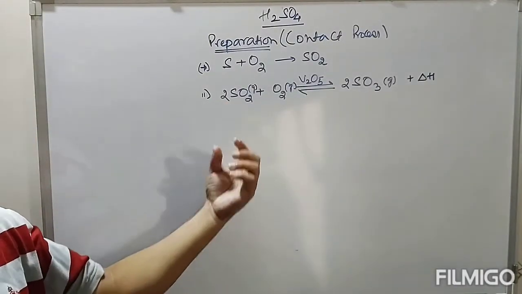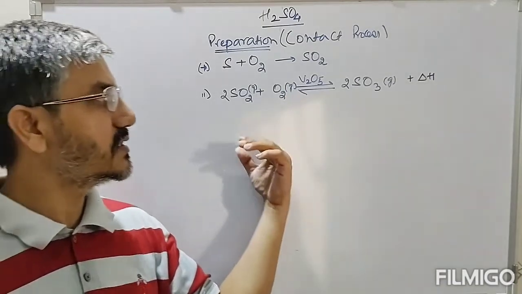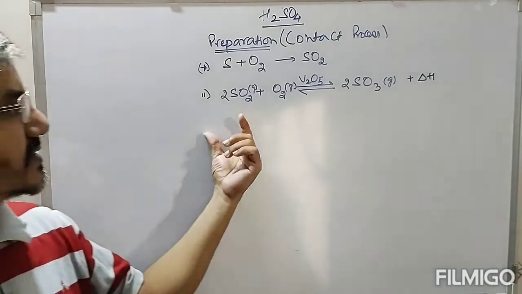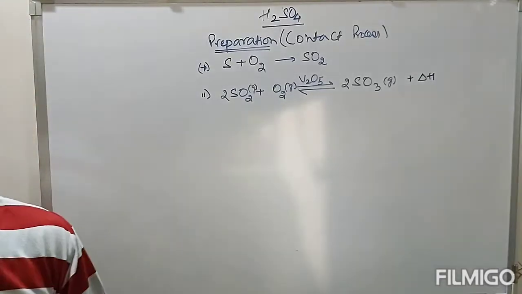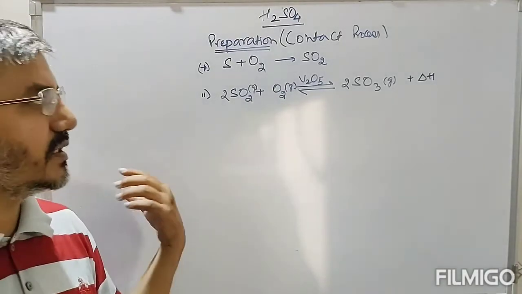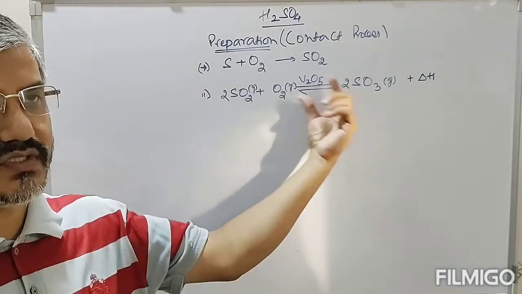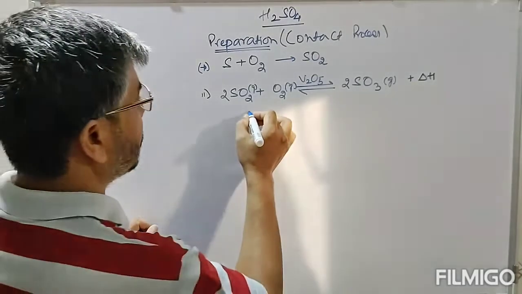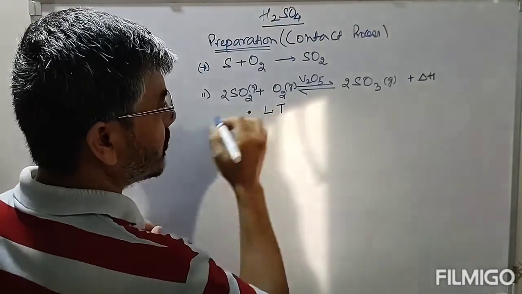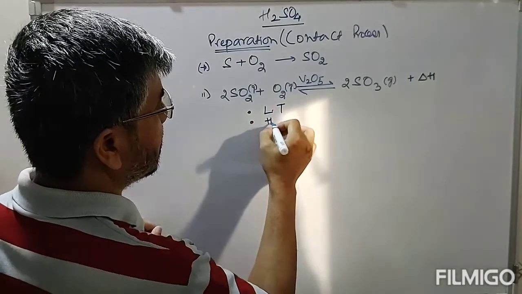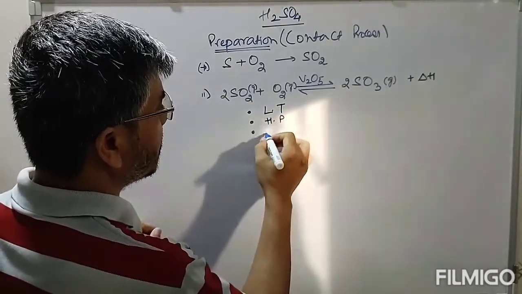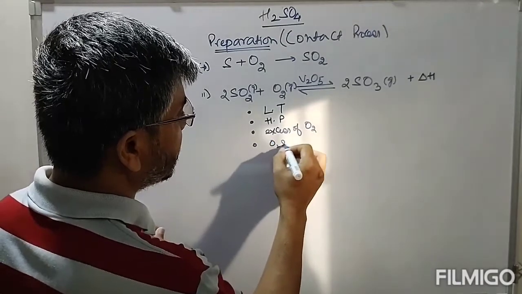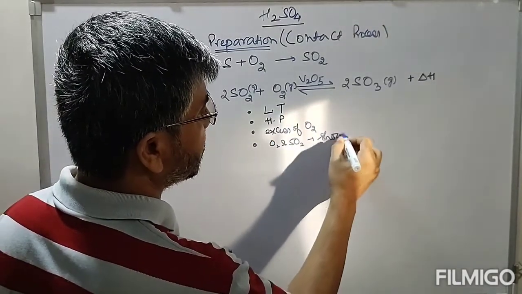Third, the reaction must be carried out in the presence of a large excess of oxygen so that the reaction is converted into the product side. Fourth, the sulfur dioxide and oxygen used must be free from impurities. If there is impurity, that impurity will poison the catalyst. As this poisons the catalyst, the product formation will decrease. So these are the important points: the reaction should be carried out at low temperature, at high pressure, in excess of oxygen gas, and the oxygen gas and the sulfur dioxide should be free from impurities.